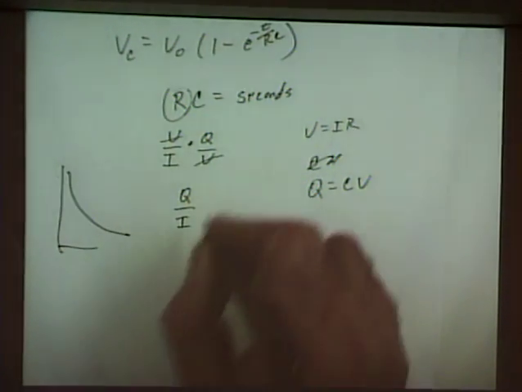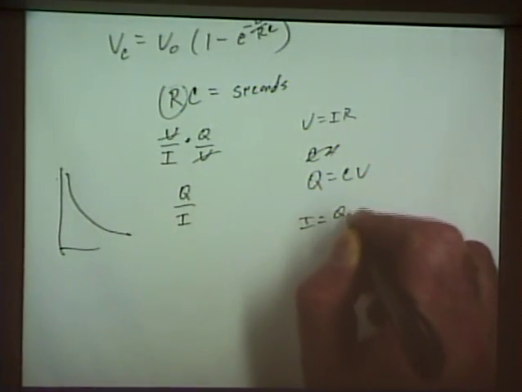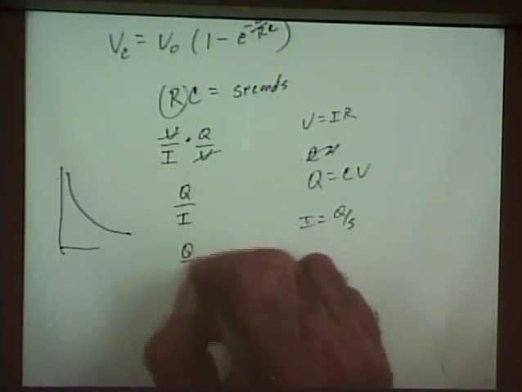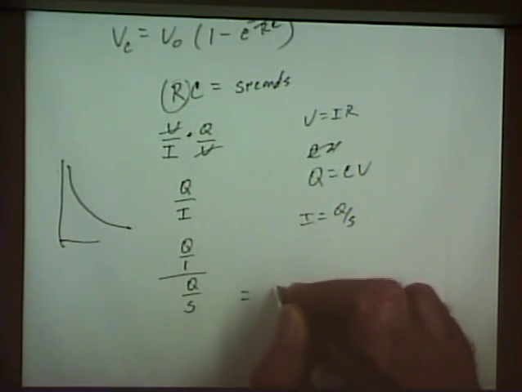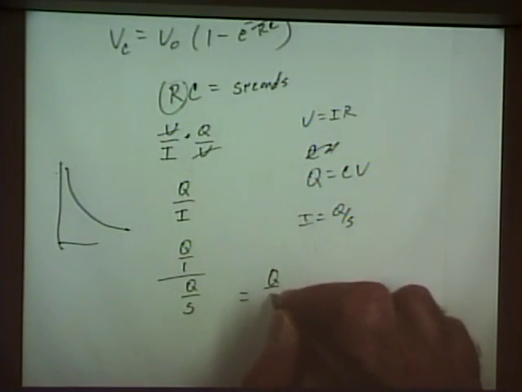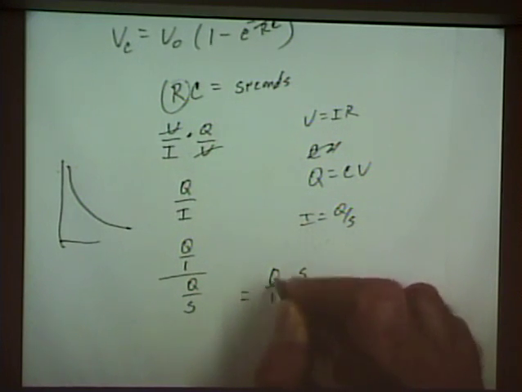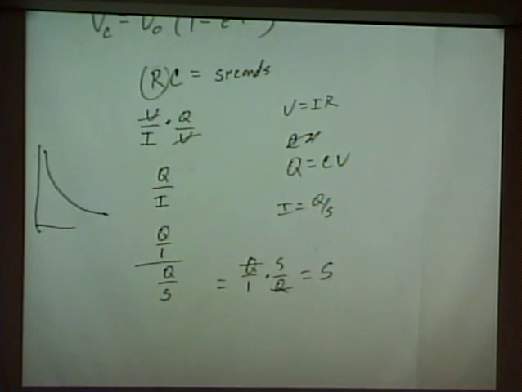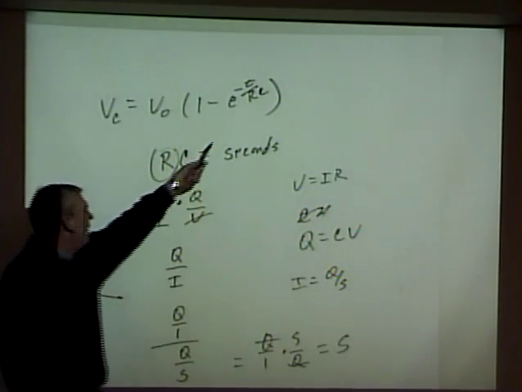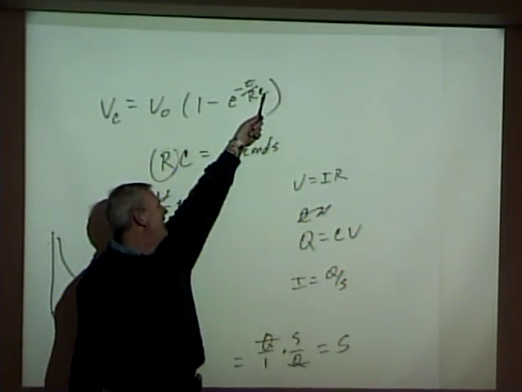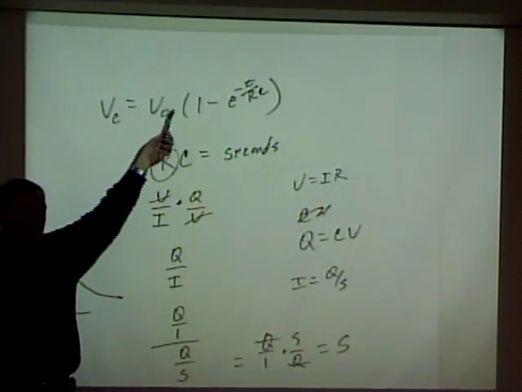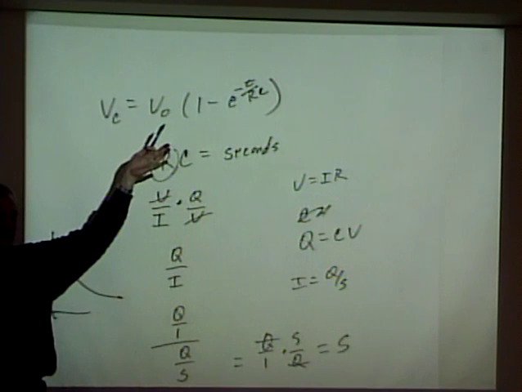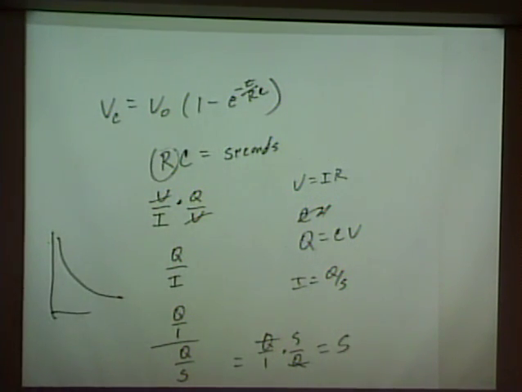So I got this. Since I equals Q over S, I've got Q over 1 over Q over S, which equals Q over 1 times S over Q. Ta-da. So it equals seconds. Even though we've got all this resistance, all this capacitance, and seconds over here, basically we wind up with voltage equals voltage because it all cancels out. All right? So the math makes sense.